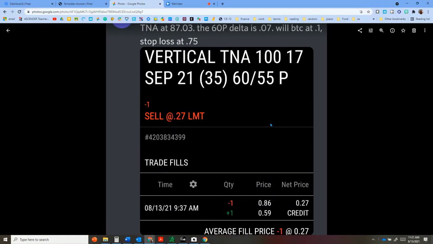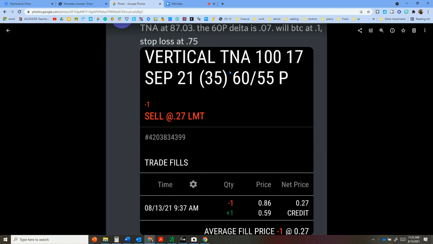Okay, so this morning I did a vertical credit put spread for TNA. This is a triple leveraged ETF, but as you'll see, I did it relatively safely with the strike prices. TNA at the time was at 87.03. I sold a 60 put and then bought a 55 put, which makes it a credit spread because I sold a put at a closer strike than what I bought it at.